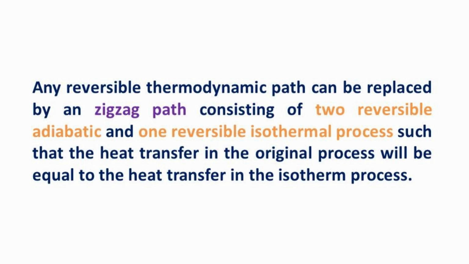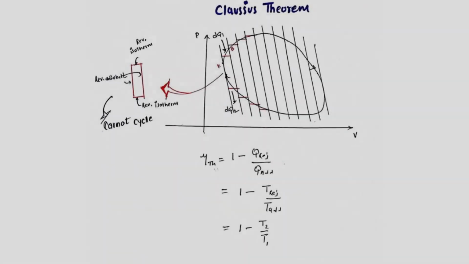Now let's apply this particular discovery from our previous lecture. Let's understand the Clausius theorem on the basis of it. As you can see here, it's a PV diagram in which a particular process is given, a reversible process, but in a very erratic fashion, because this is what an actual process looks like.